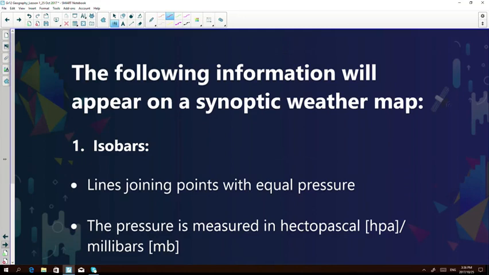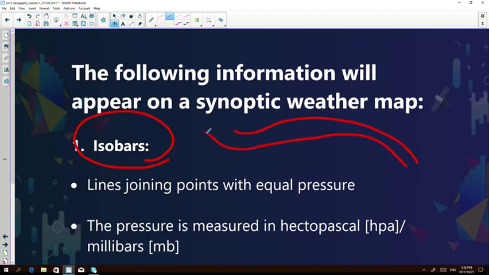Now, if we go to our first slide, we will see that when you look at synoptic charts, if you can revise from grade 10 and grade 11, you will see that synoptic charts are full of these lines. These lines are known as isobars. These lines represent pressure. Exactly the same as what you've learned in grade 10 and 11 regarding map work, isobars are lines joining places with equal pressure.